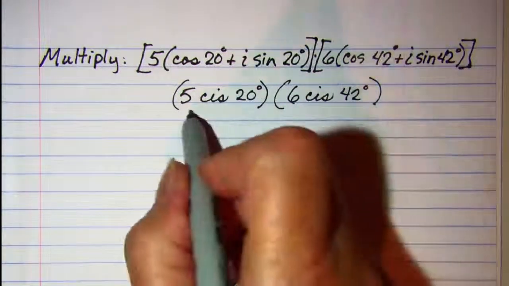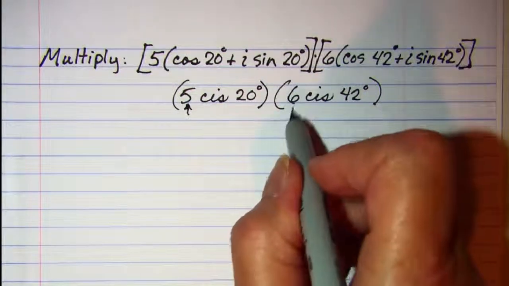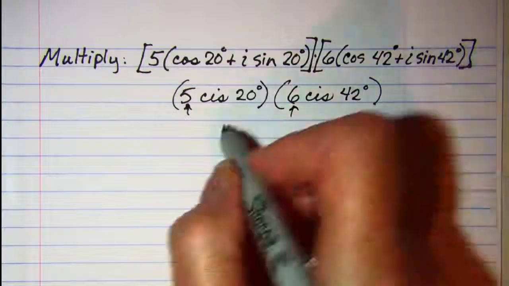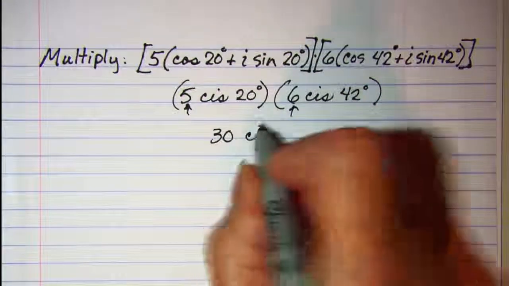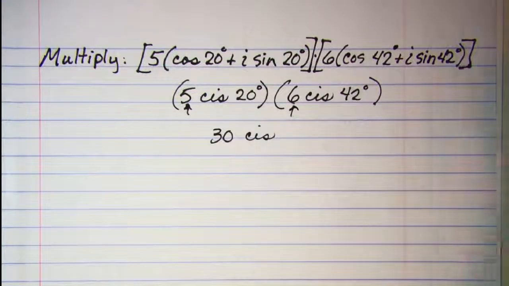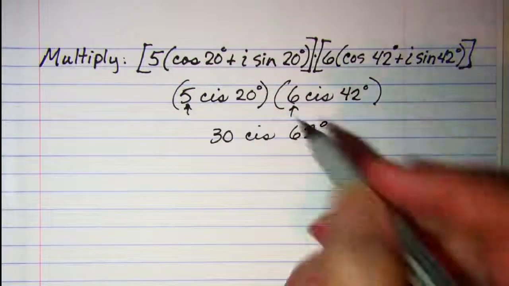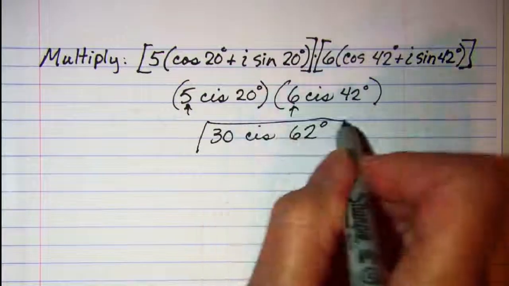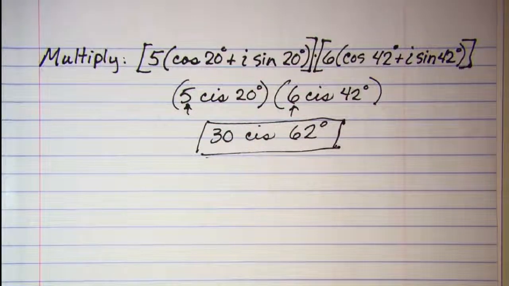Now remember, we multiply our r values. So 5 multiplied by 6 is 30. And then we add the angles. So 20 plus 42 is 62. And there's no reason to put that back into the extended form. This is just fine.